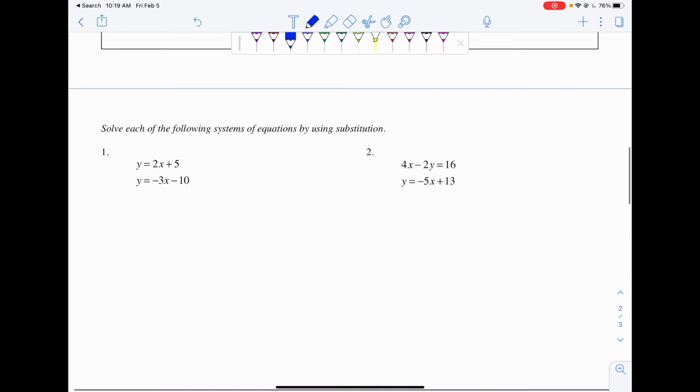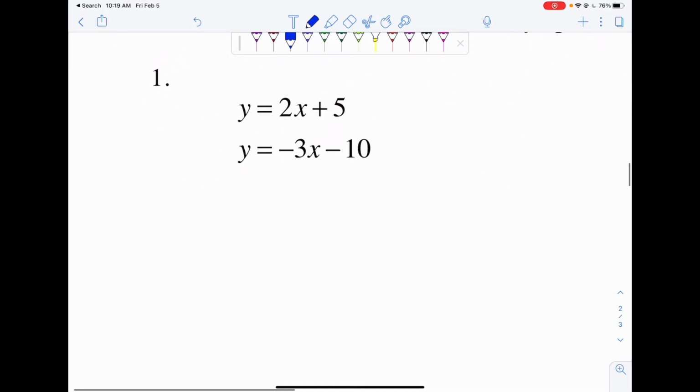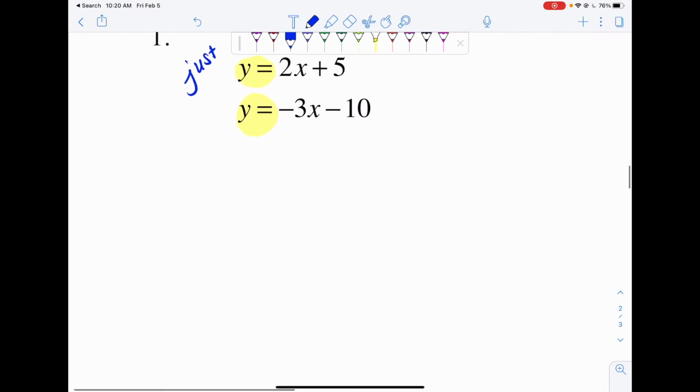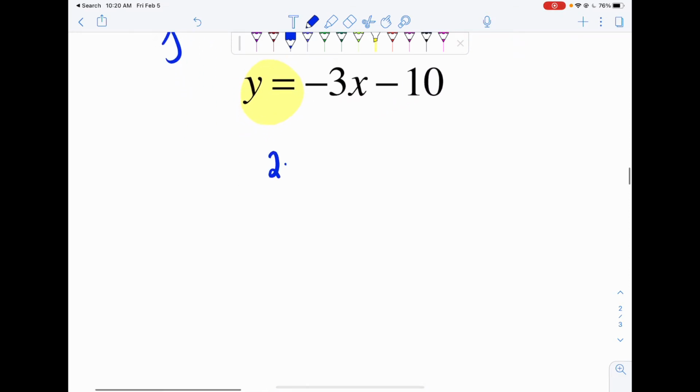Let's go ahead and do 2 different examples. Solve each of the following systems of equations by using substitution. So remember, whenever it's y equals 2x plus 5, y equals negative 3x minus 10, we just set them equal to each other. So I'm just going to write a quick note: just set equal to each other. So I have 2x plus 5 equals negative 3x minus 10.